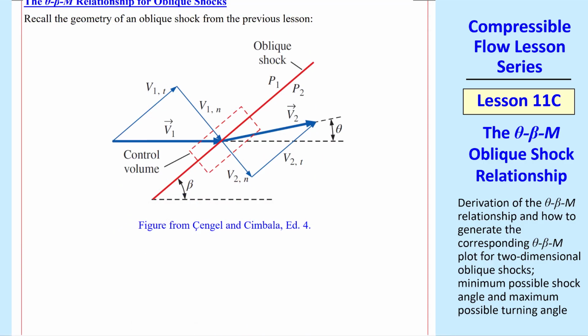Here's the vector diagram plot that I sketched last time. This is a cleaner version from my fluid mechanics textbook. I'll fill in some of these angles. This is also beta, the oblique shock angle.